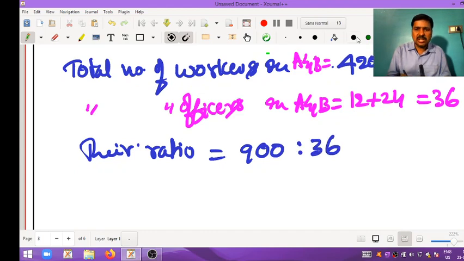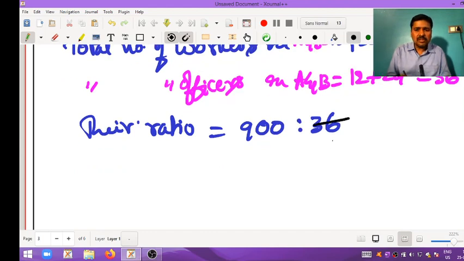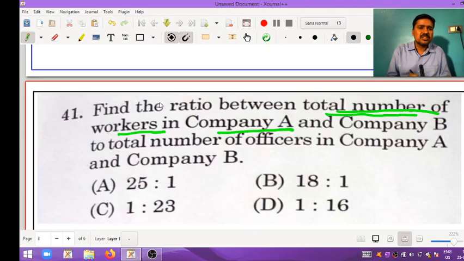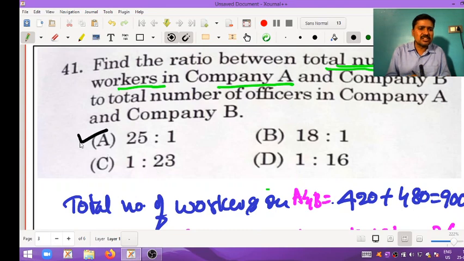So 36 divides 36 once and 900 gives 25. So that means 25 is to 1 is the answer. 25 is to 1 is the answer. A is the correct answer. Okay, my dear students, I hope you all understood this question.